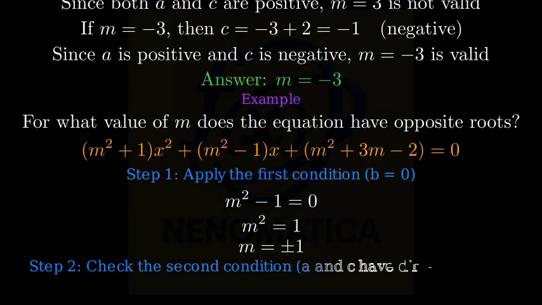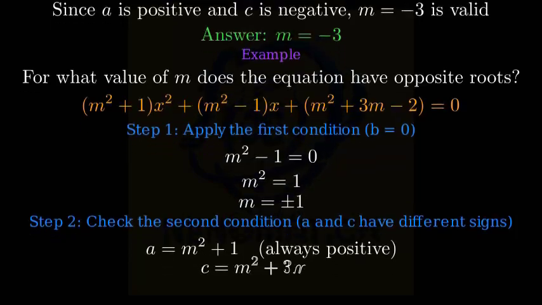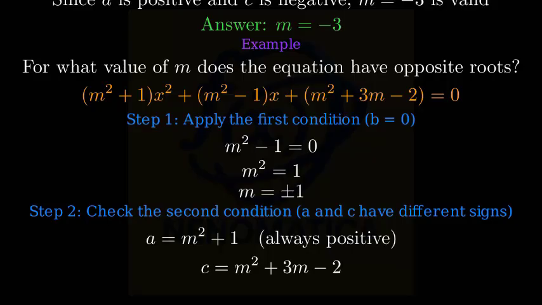Now, let's check the second condition. A and c must have different signs. Here, a equals m squared plus 1, which is always positive since m squared is always non-negative. And c equals m squared plus 3m minus 2.